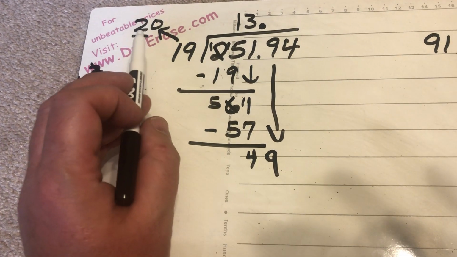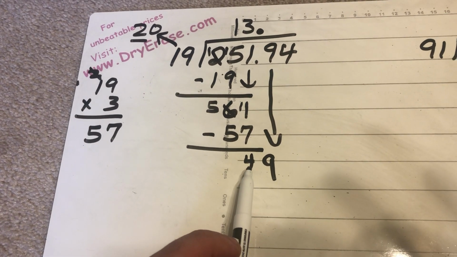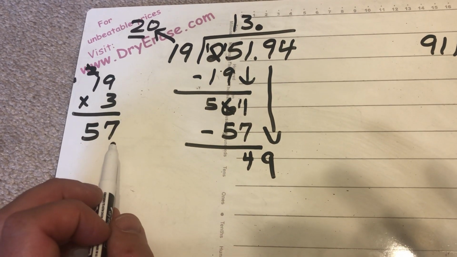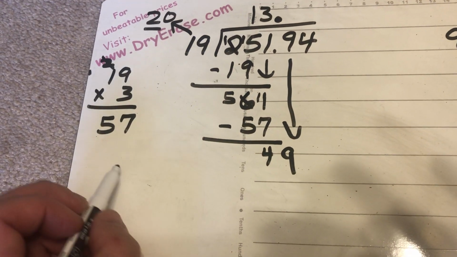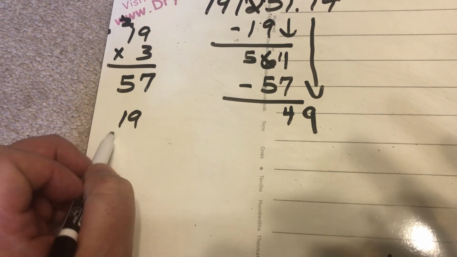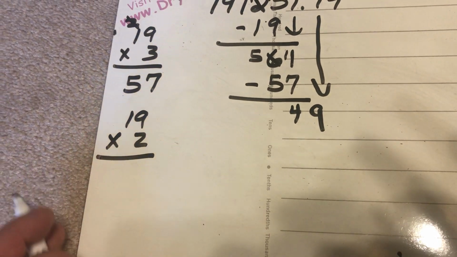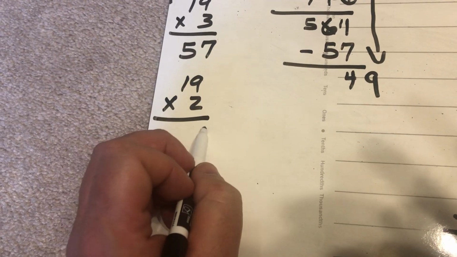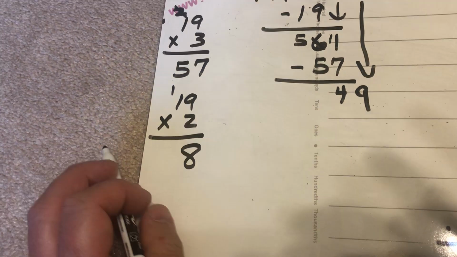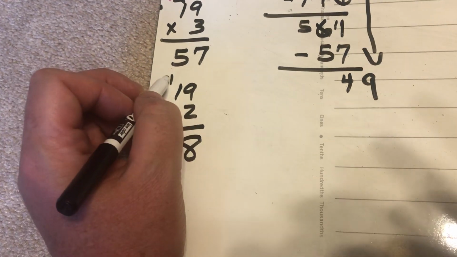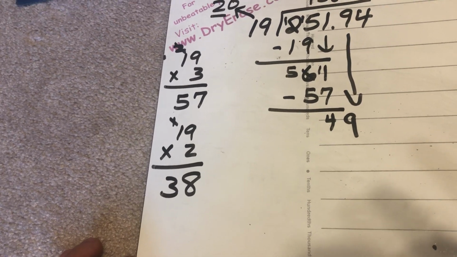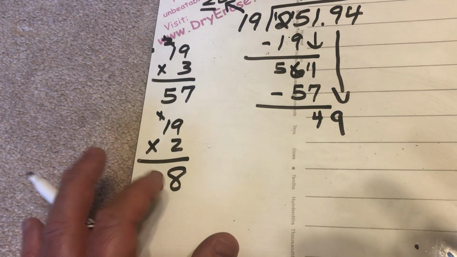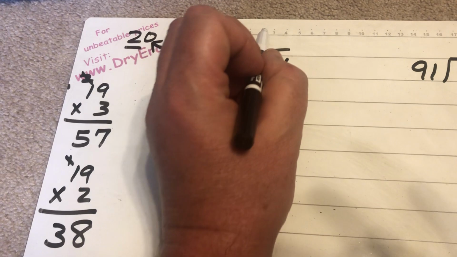Well, 2 can go into 4 twice. So I'm going to try 19 times 2. I already know that 19 times 3 is too big, because 19 times 3 is 57. So if I come over here and try 19 times 2, 2 times 9 is 18. Put the 8 down, carry the 1. 2 times 1 is 2, plus 1 is 3. I get 38.